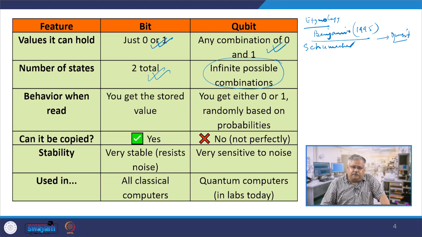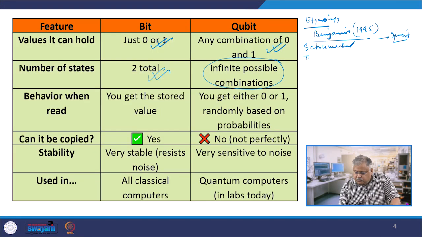And that comes to my fifth point here, and that is stability. Bits are highly stable. Why? Because bits can be either 0 or 1 with the presence or absence of voltage, whereas qubits are very, very sensitive to noise. A small amount of noise introduced in a qubit will change the system drastically in most cases. Bits are used in all classical computers which we know today, and qubits are used in the lab-based quantum computers.